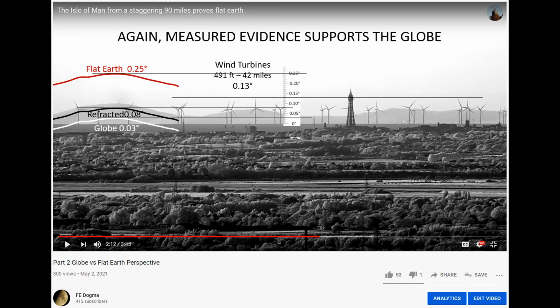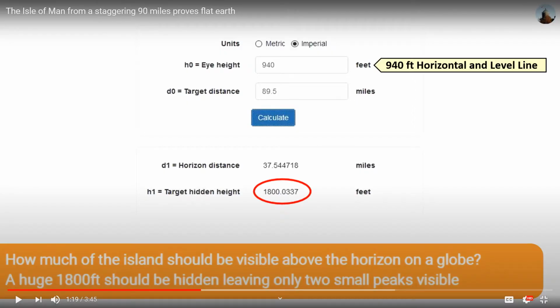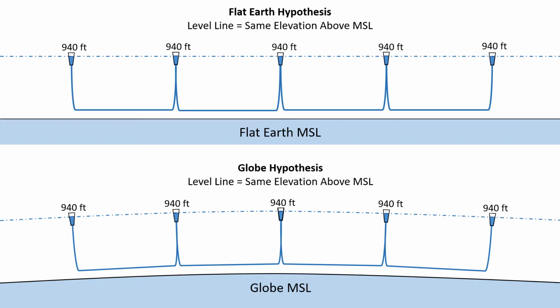Now, those of you that follow my channel know that I already analyzed this photograph, but in that case I used angular size measurements. And in this case I am going to use a completely different method. Since Exploring the Plane's eye level was 940 feet, I'm going to do this analysis based on a 940-foot horizontal line and a 940-foot level line. I'm also going to use water levels in my graphics to help flat earthers understand how these measurements work.